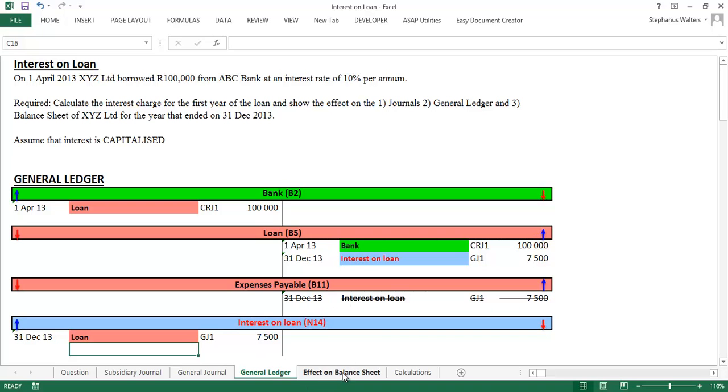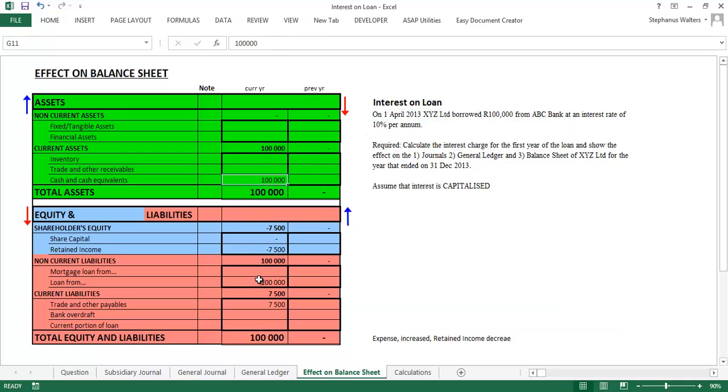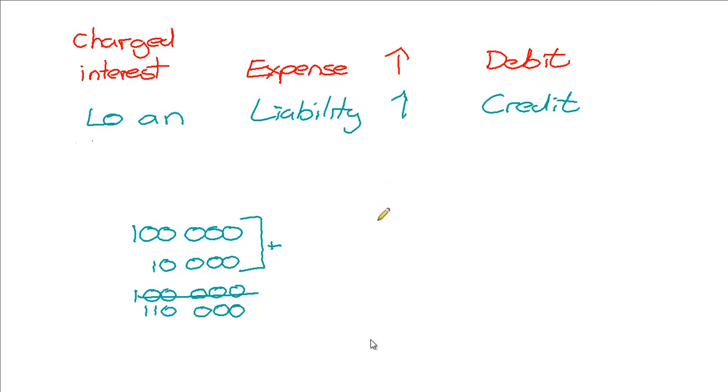Good. Lastly, the effect on the balance sheet. Let's have a look here. Everything stays the same. The 100,000 we received, the 100,000 that we owe, the 7,500 that reduces my profit and my retained income. The only change is that my expenses payable didn't increase, so we can take out the expenses payable increase, and my loan now is going to increase with the interest. And you can see what effectively has happened here is that the interest has been added to the original capital amount of 100,000 Rand, so that my total loan amount is now 107,500 Rand, and the interest we can say has been effectively capitalized.